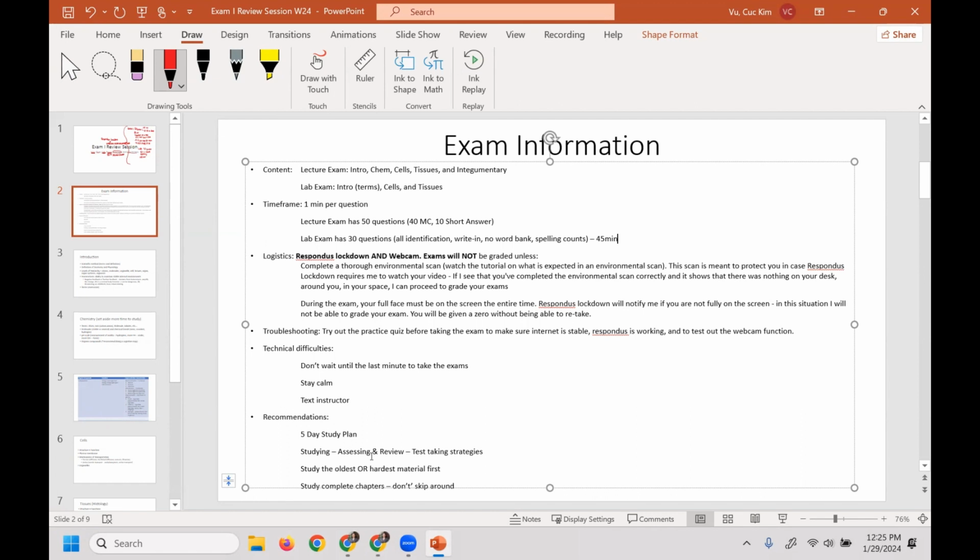Then studying: making sure you assess and review, and then make sure you cover the test taking strategies. Okay. Studying and reviewing are not the same thing. Students think they are, but they're not. Studying is when you're putting the information into your brain to establish that network. But reviewing is practicing pulling that information out.